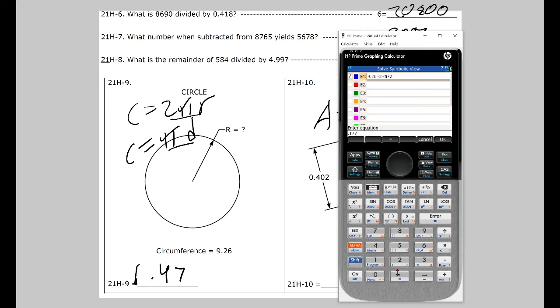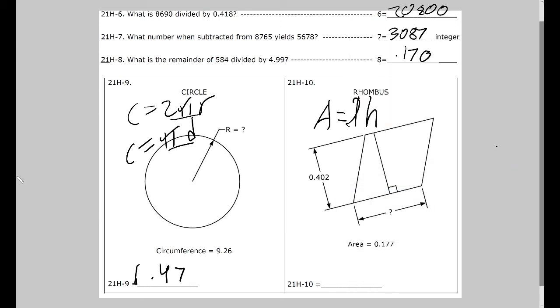So 0.177 equals length, which we don't know, times height, which is 0.402. So area equals length times height. Yeah, that checks out. So we're going to go to number, give a guess of 5, and hit solve. So height is 0.440, and 0.440 would be our final answer on number 10.